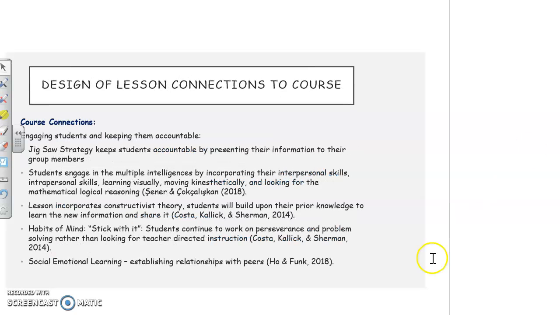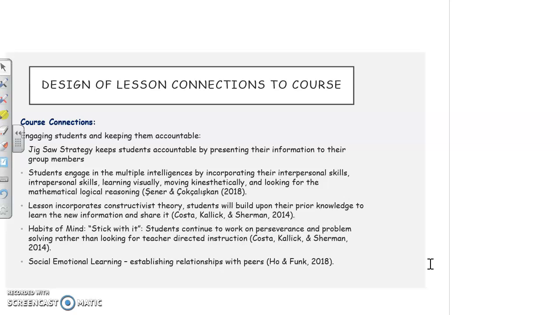Here we're going to start out with the course connections for this lesson. So how am I going to gauge students? This strategy is called the jigsaw strategy, and it keeps students accountable for their information because they are in charge of teaching their original group members the information. Students also engage in multiple intelligences because they are incorporating all these different skills. They're learning visually from the examples, they're moving kinesthetically around the room, they're looking for patterns, using mathematical reasoning skills, building on their prior knowledge, sharing with each other, and working on their interpersonal skills.